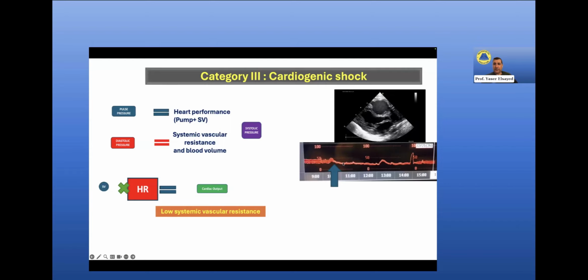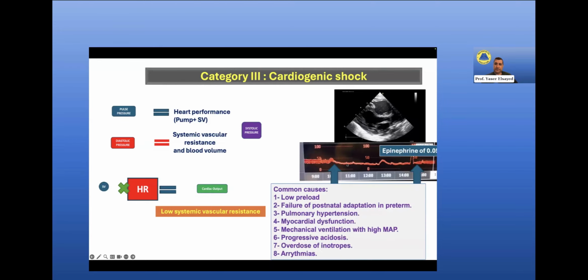So you can see now that all of the blood pressure parameters are collapsing, with very narrow pulse pressure. After the start of epinephrine, the pulse pressure widened and the blood pressure improved. Epinephrine in this case is needed to support both the resistance, the systolic blood pressure, and also heart performance. Low preload is common. In this situation, don't give epinephrine, you need to just give fluids.